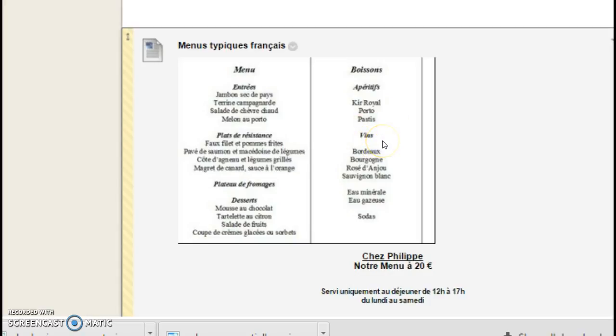Wine, the vin. Bordeaux, region of Bordeaux. Bourgogne, rosé d'Anjou. Rosé is like a pink wine. Sauvignon blanc, eau minérale et eau gazeuse. Okay, eau minérale is flat, et gazeuse with bubbles. And soda, which is very rare. I'm surprised this is there.